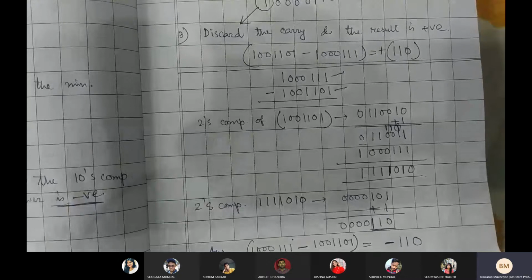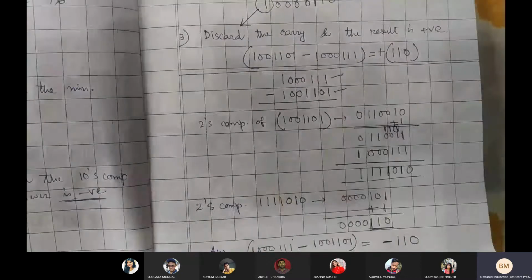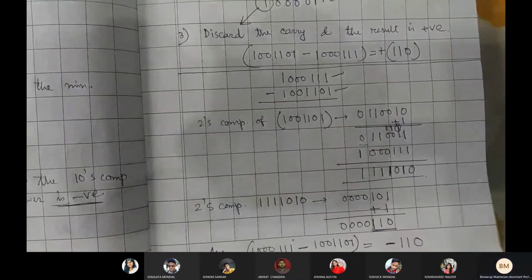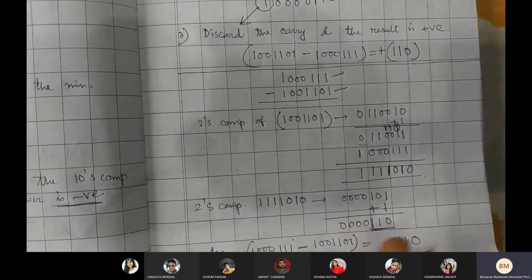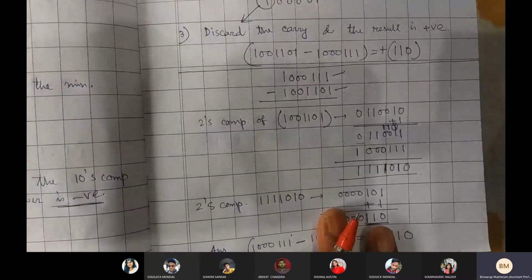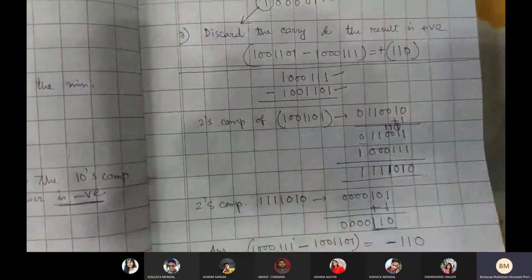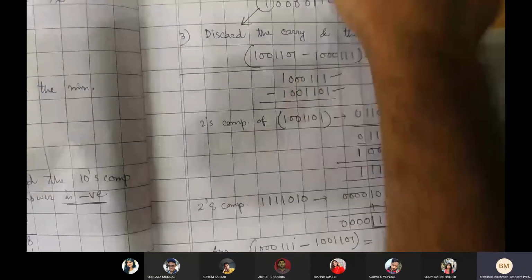So this is what we generally perform to subtract these binary numbers. Now let us come to the next stage, that is signed numbers and unsigned numbers.